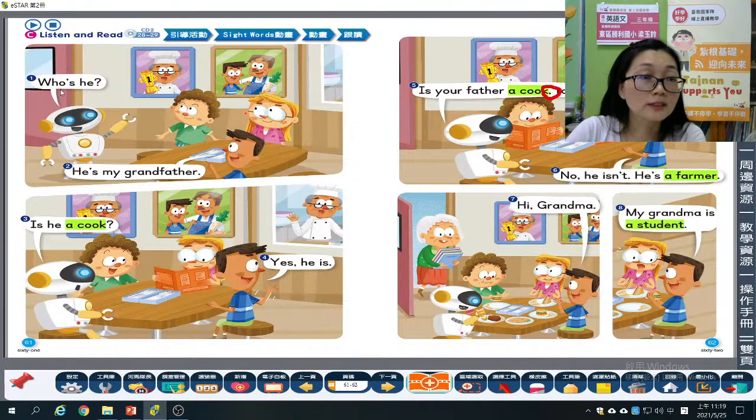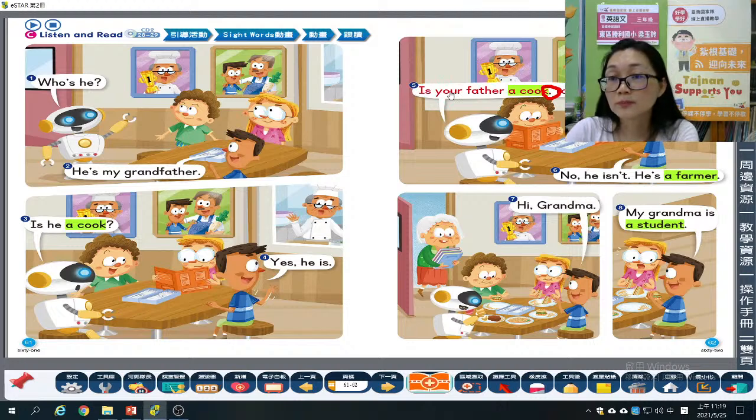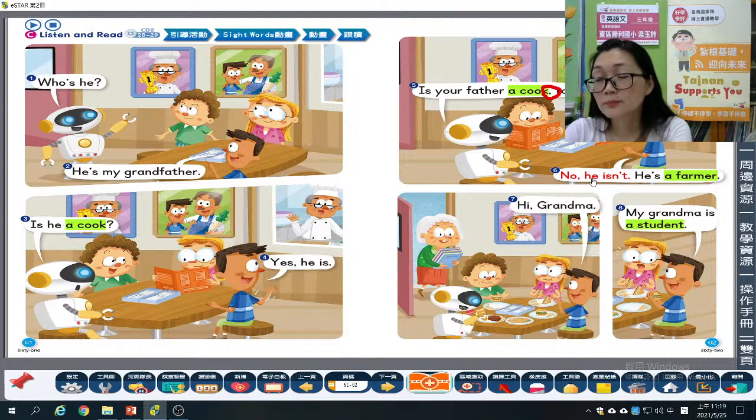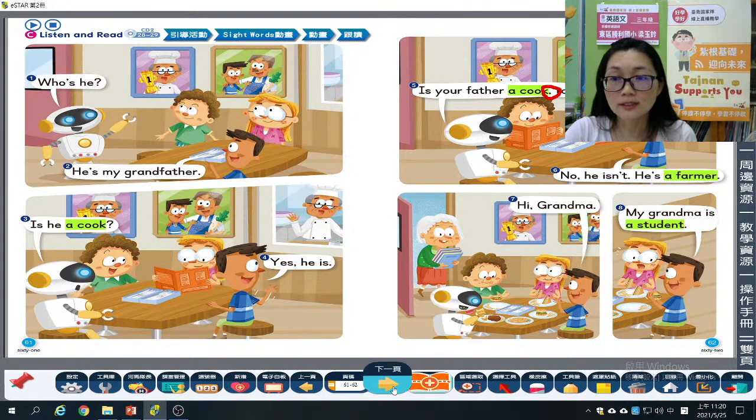So say it together. Who's he? He's my grandfather. Is he a cook? Yes, he is. And then, is your father a cook too? No, he isn't. He's a farmer. Hi, Grandma. Here, Grandma just walks in, right? My grandma is a student.